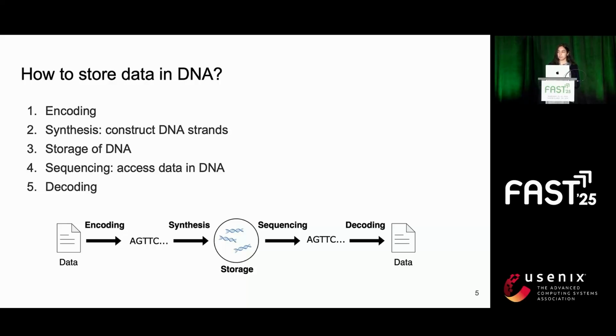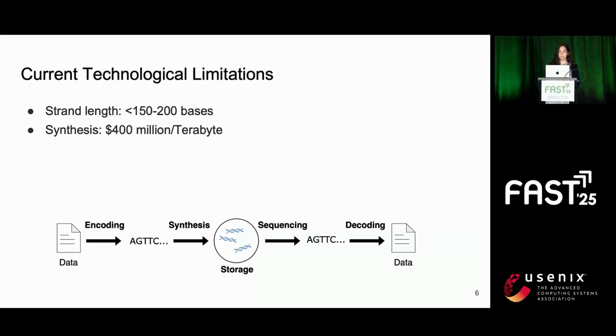However, in those steps, there are a few limitations. So especially for the synthesis step, due to current technological constraints, we cannot synthesize stable DNA strands of length greater than 200 bases. But most importantly, the synthesis cost is very high. It is currently at around $400 million per terabyte. And so storing new data is really expensive and is not really commercially viable. So for this, a solution has been proposed.